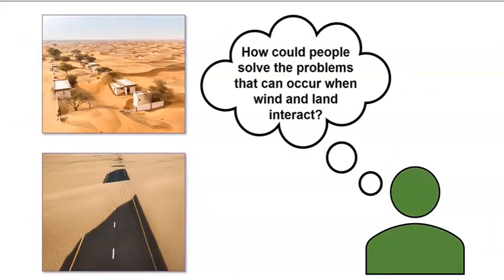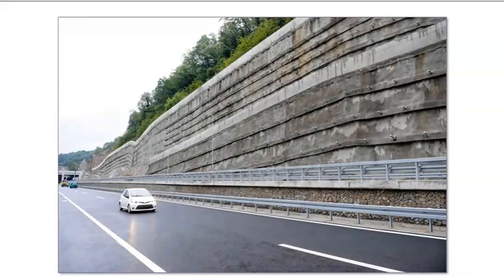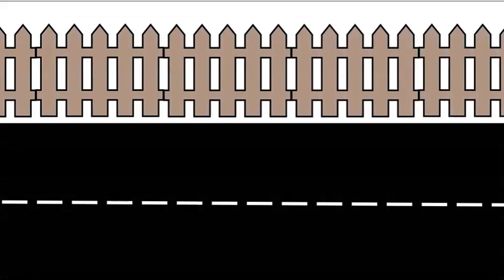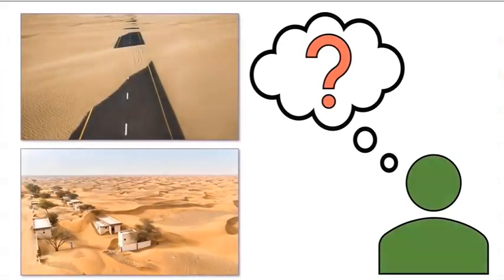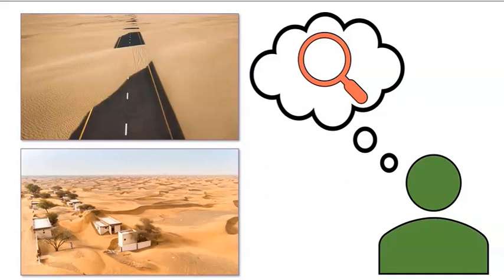How could people solve the problems that can occur when wind and land interact? People build tall walls to help stop landslides caused by water. I wonder if they could build walls to block land moved by wind too. Or maybe people could build a fence along the road to stop the sand. Let's look at some solutions that people have already designed to reduce or limit the effects of wind changing land.